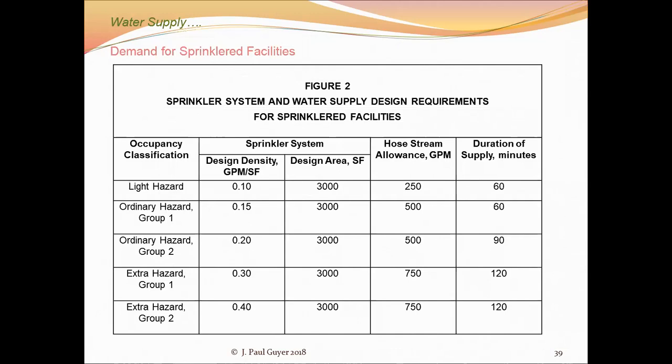And so down through all of the increasingly more hazardous occupancies, until you get down to the bottom in this characterization, extra hazard group 2 occupancies, the most hazardous occupancies. The design density for the automatic sprinkler system is 0.4 GPM per square foot.